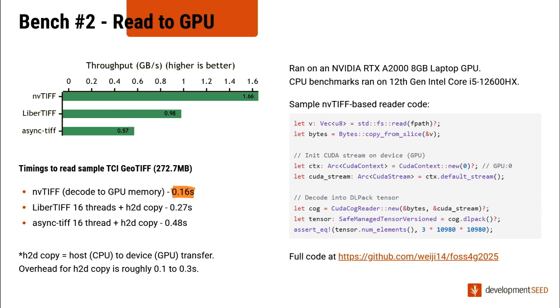You set up a CUDA stream on your CUDA-enabled GPU, put it on GPU 0, for example, and then pass it into this CUDA cog reader struct, passing in both the bytes and the handle to the stream. Then I've set up this DLPack interface where you can read into a DLPack tensor, and that gives you a tensor or multi-dimensional array. Again, the code's there if you need it.